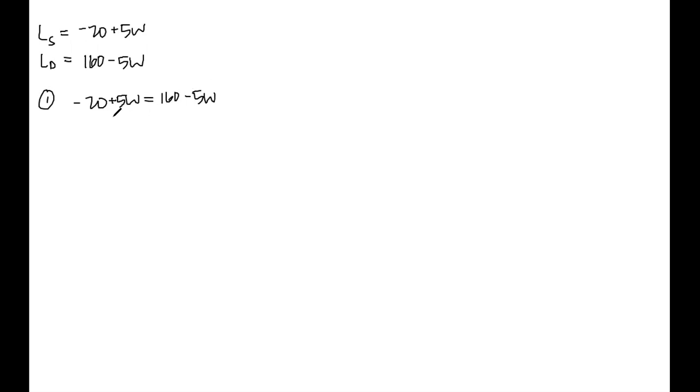So adding 5W to both sides, we get 10W on the left, and then adding 20 to both sides, we get 180 on the right. Dividing by 10, we get an equilibrium wage of $18. Then plugging that back into either equation, I'm going to use the first one. We get an equilibrium level of labor as 5 times 18 minus 20, which gets us 70.